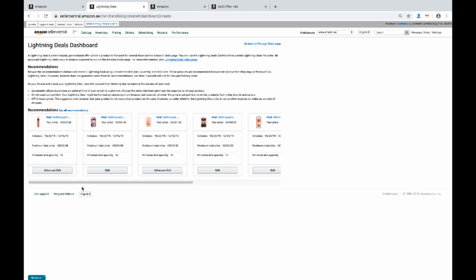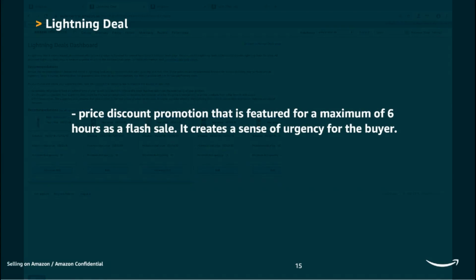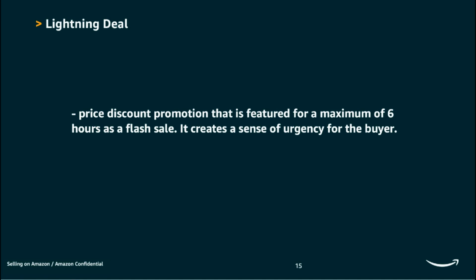What is a lightning deal? Lightning deal is a price discount promotion that is featured for a maximum of 6 hours as a flash sale. So it creates a sense of urgency for the buyer. You can only include one product per lightning deal, and just always remember that your submissions here are still subject to internal approval, as we need to check if your quantity is sufficient and if your item's description and images are clear. You can also attract buyers if you offer the best price.